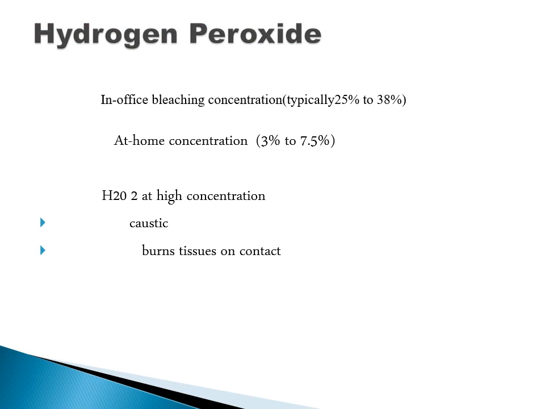Hydrogen peroxide in-office bleaching, typically 25 to 38%. At home concentration 3 to 7.5%. H2O2 at high concentration is caustic and burns tissue on contact.